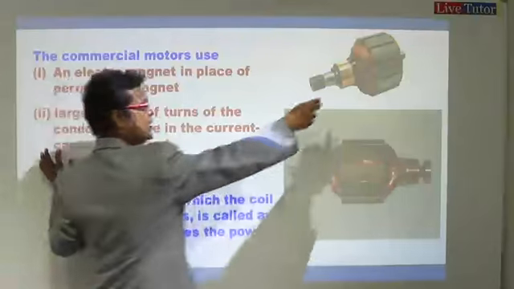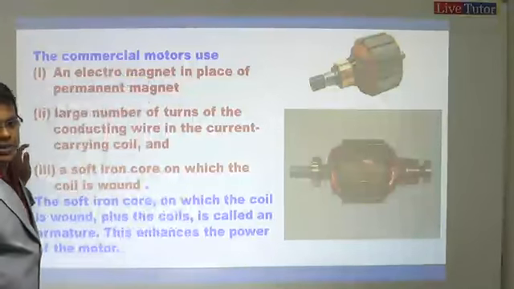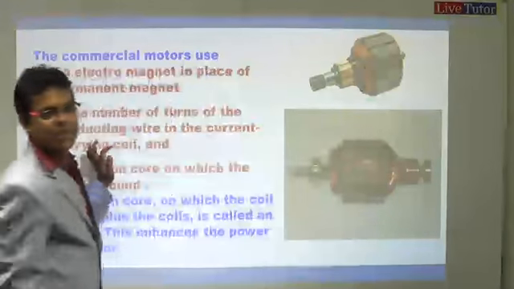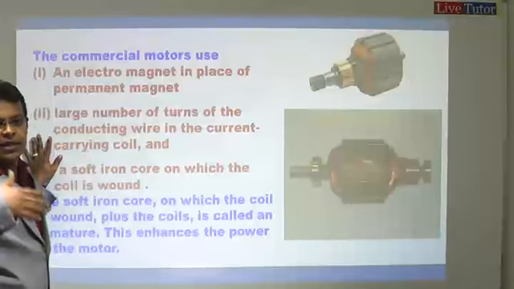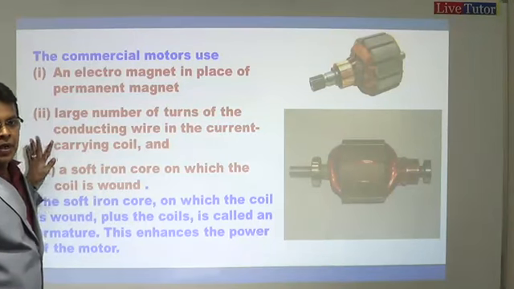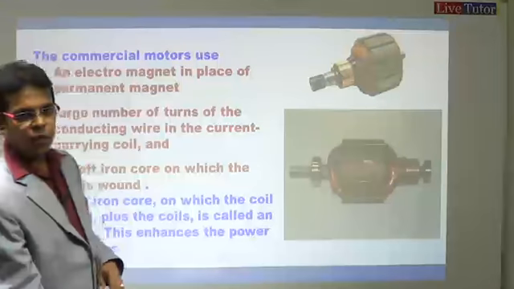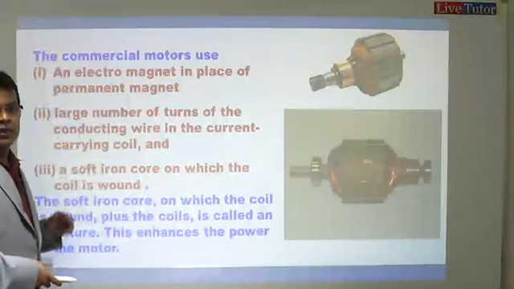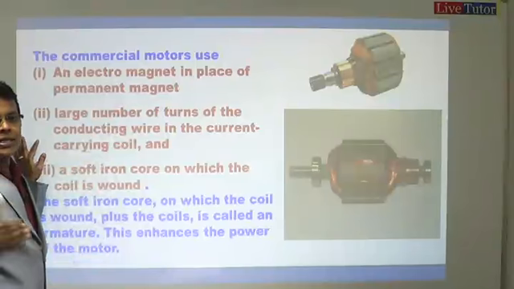You can see that a large number of turns are used to produce more force. And this is called a soft iron core. You can see that the coil is wound inside a soft iron core. All these are the factors which will increase the power of the motor. This is called the armature. You have to remember, a rectangular coil with so many turns is called an armature. All these points are only to enhance the power of the motor.